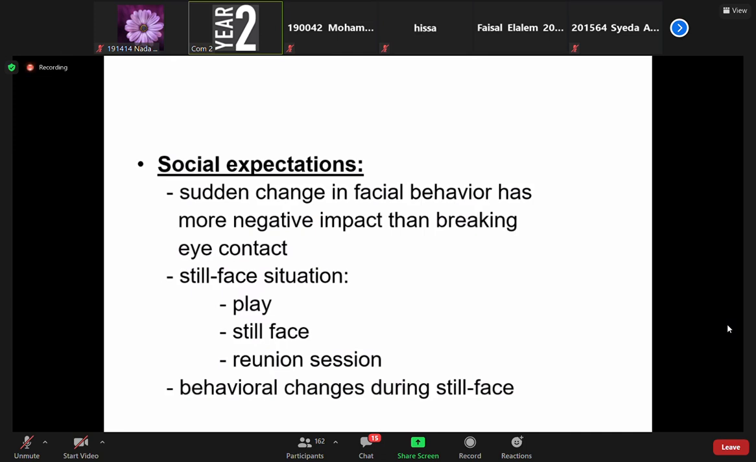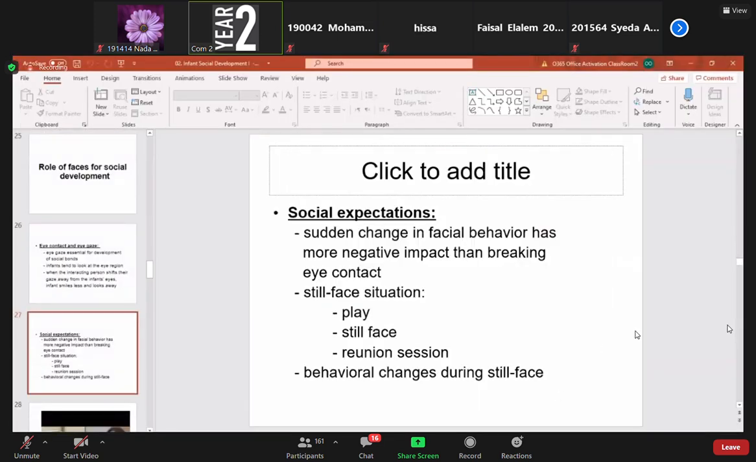This is an experiment, and we don't recommend that people do it, but it's called the still face situation. I'll show you a video just to show you what that would look like.